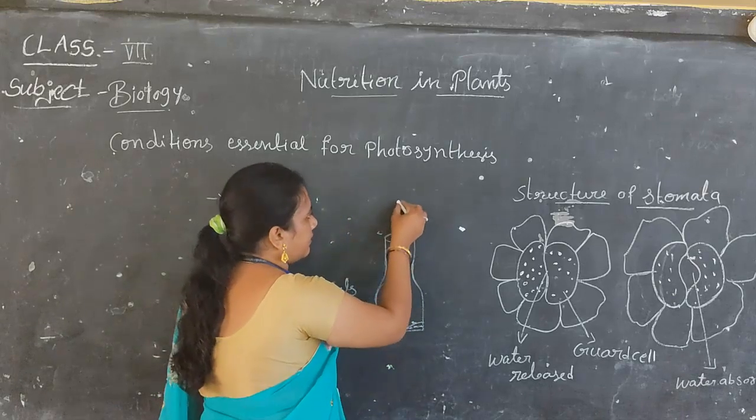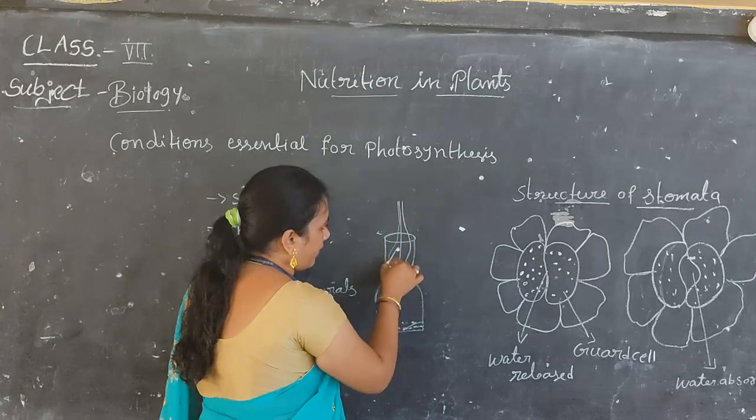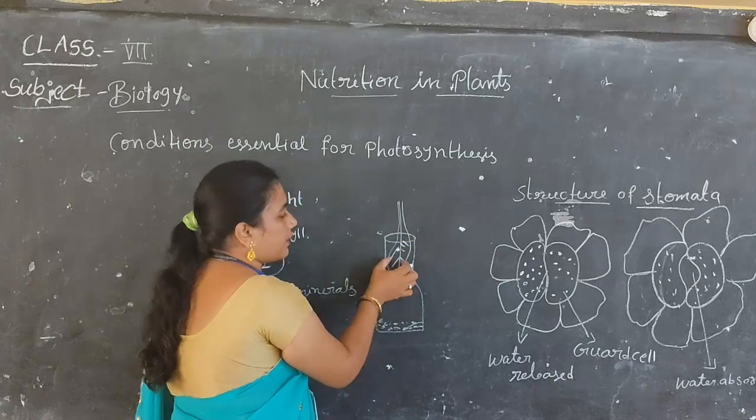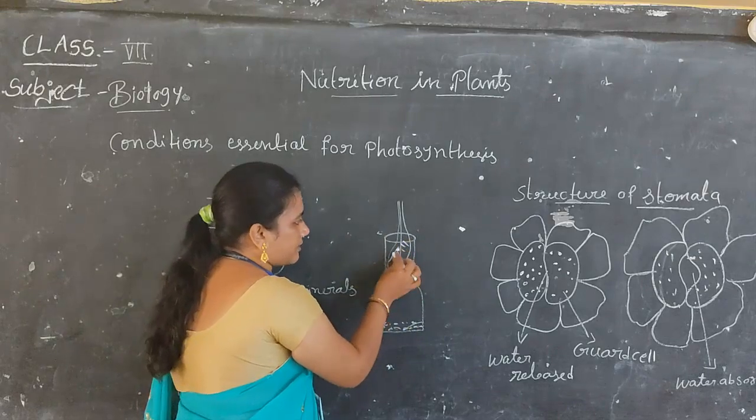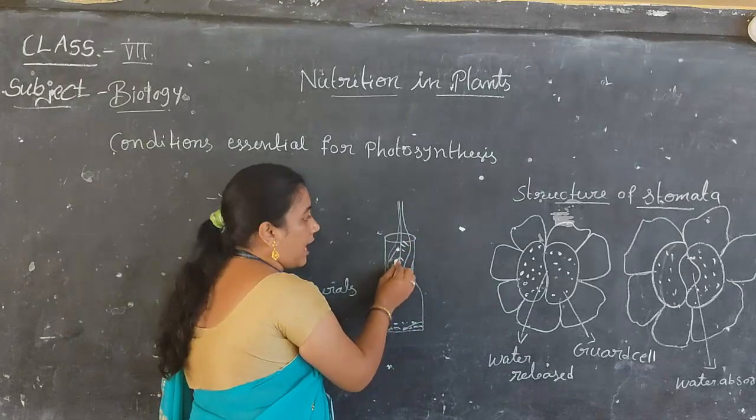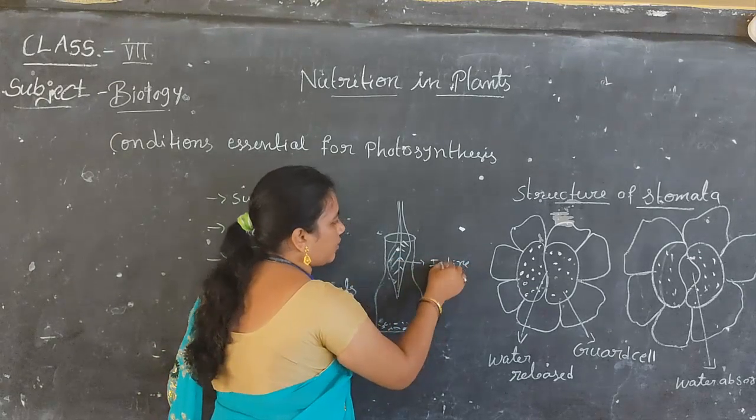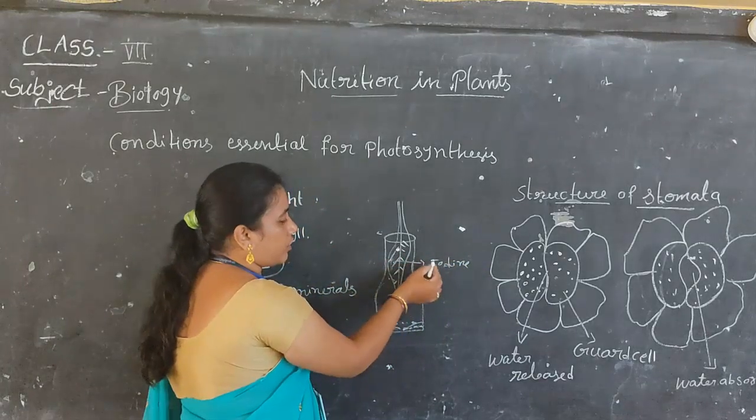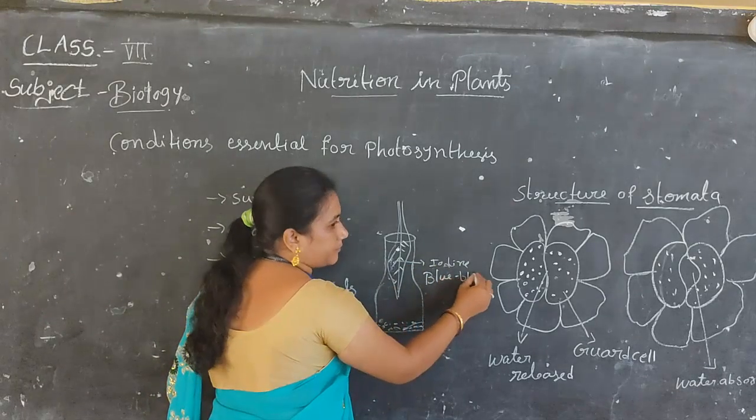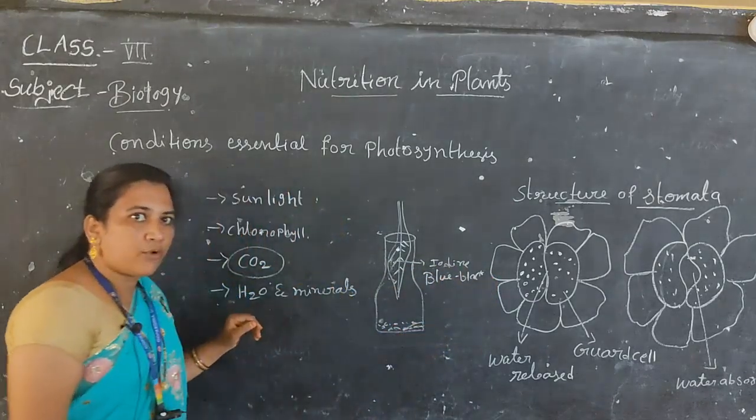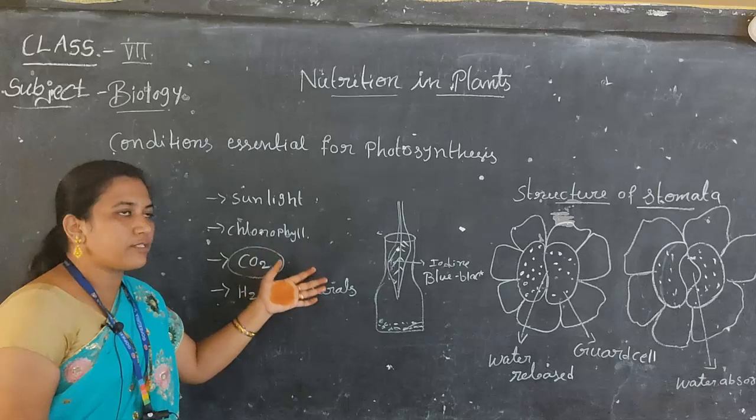In this beaker you need to arrange one leaf of the plant. Here what will happen? Whatever carbon dioxide is present here will be absorbed by this lime, so now this leaf is completely without carbon dioxide. After a few hours, when you test this leaf with the iodine solution, it does not turn blue black. Only when starch is present will iodine turn blue black. Here starch is absent, which means the photosynthesis process did not happen.